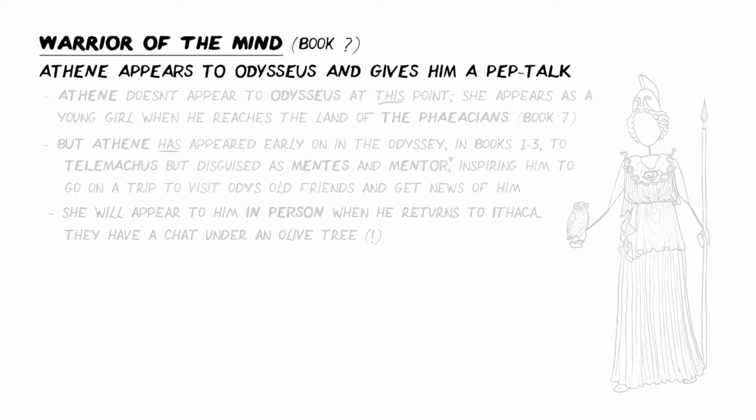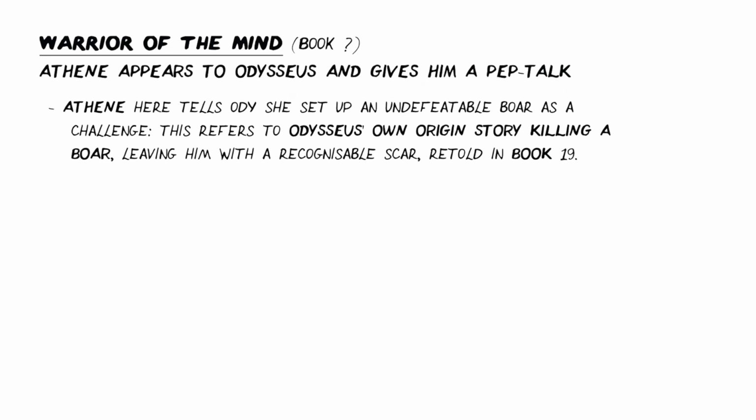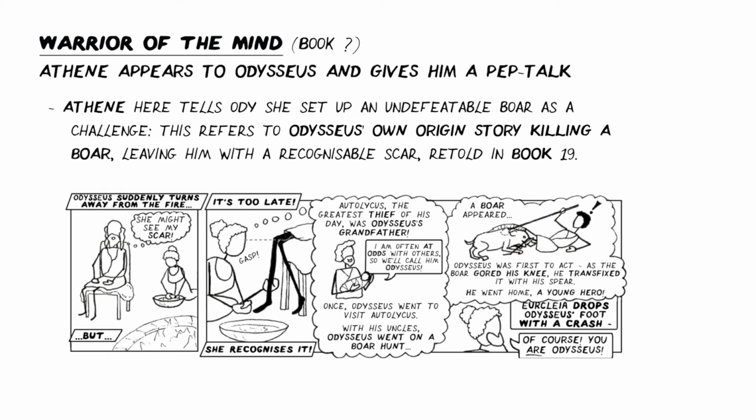So Athene in the song tells Odysseus she set up an undefeatable boar as a challenge, and he's the one who beat it as a boy. This refers to Odysseus' own origin story when he kills this amazing boar, but it leaves him with this recognizable scar on his thigh. We're told about this in book 19, and this is what allows him to be recognized by his family when he's in disguise, an old man, later when he gets home to Ithaca. So this is real.